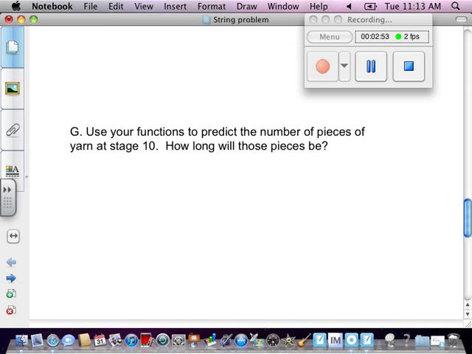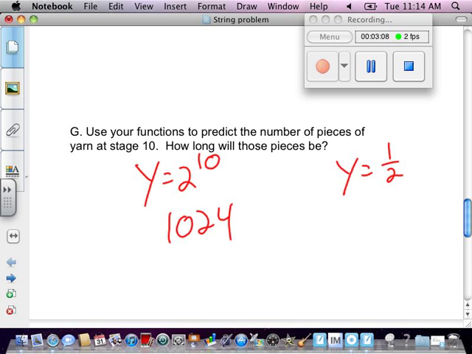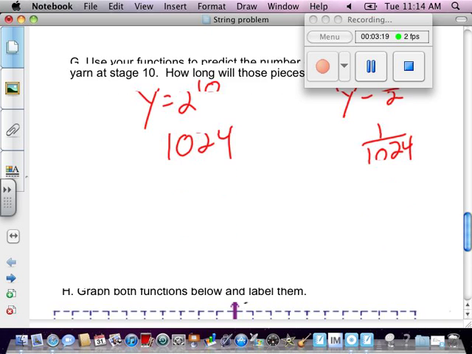Okay, use your function to predict the number of pieces of yarn at stage 10. So if we take the number of pieces to the 10th stage, we get 1,024. If we want to figure out how long those pieces are, we take y equals 1/2 to the 10th, and we get 1/1024. It's 1/1024th as big as my original piece was at the 10th stage.